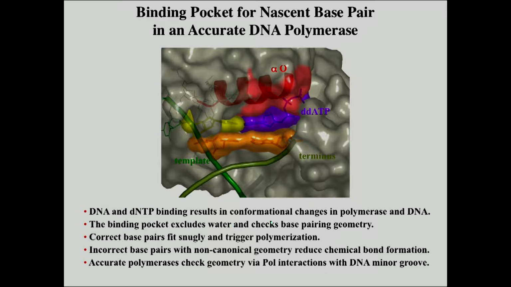It excludes water and checks base pairing geometry. Correct base pairs fit this pocket snugly and trigger polymerization. Incorrect base pairs with non-canonical geometry reduce the rate of chemical bond formation, and accurate polymerases, especially the eukaryotic replicases, check geometry via polymerase interactions with the DNA minor groove.